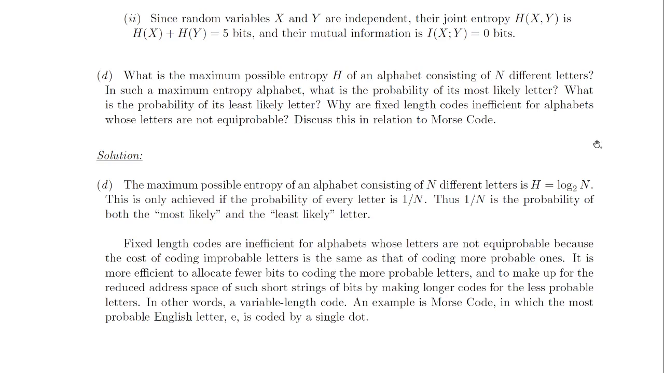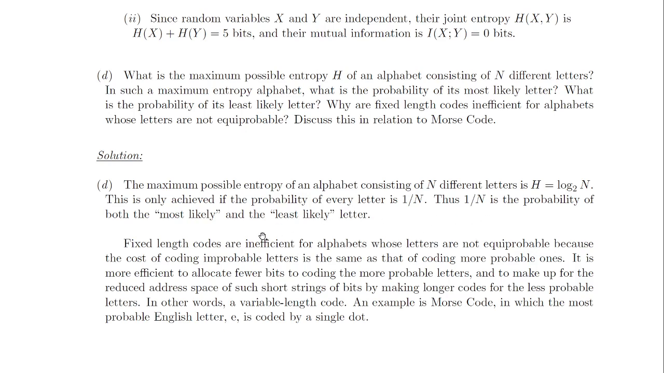Well, as you know well by now, I think the distribution of symbols that maximizes entropy is the uniform distribution. So you get maximum entropy from n letters if each one has probability 1 over n, and then the entropy is simply log base 2 of n, as you've seen already. So the condition of maximizing entropy means this set of probabilities for the n letters, and because they are all uniform, it follows that 1 over n is the probability of both the most likely and the least likely letter, because they're all equally likely.